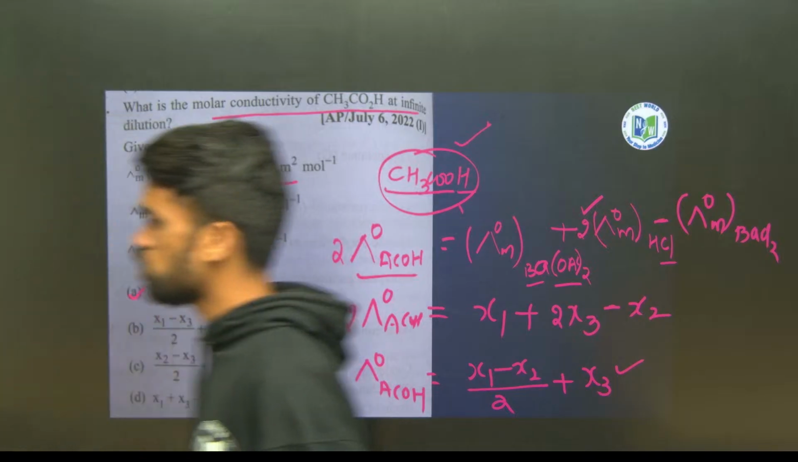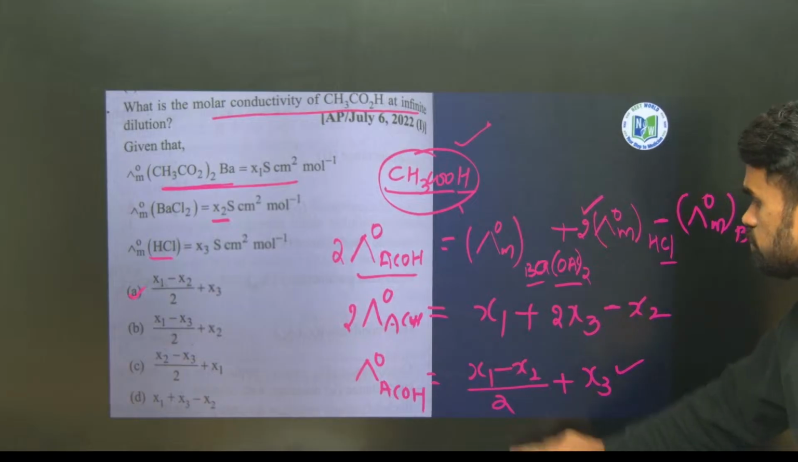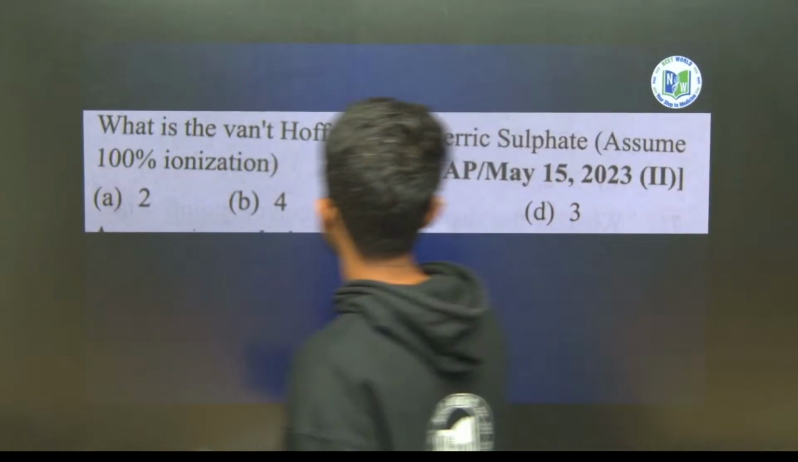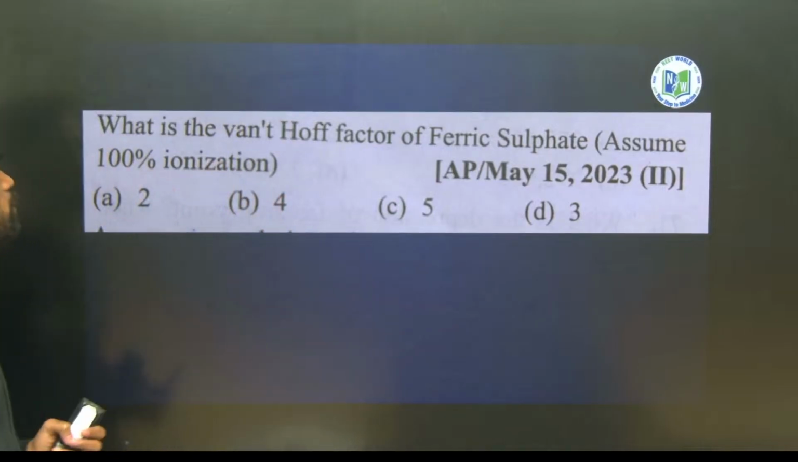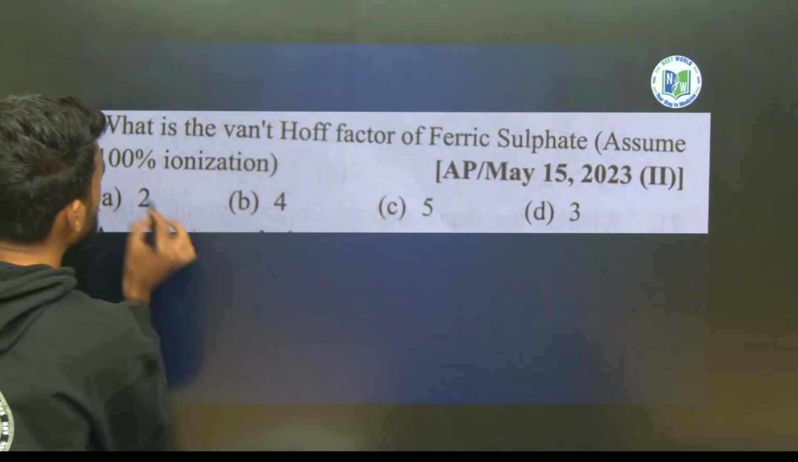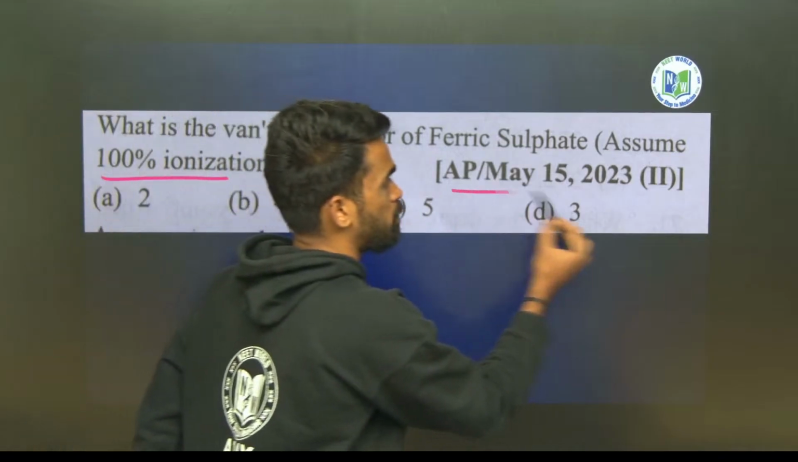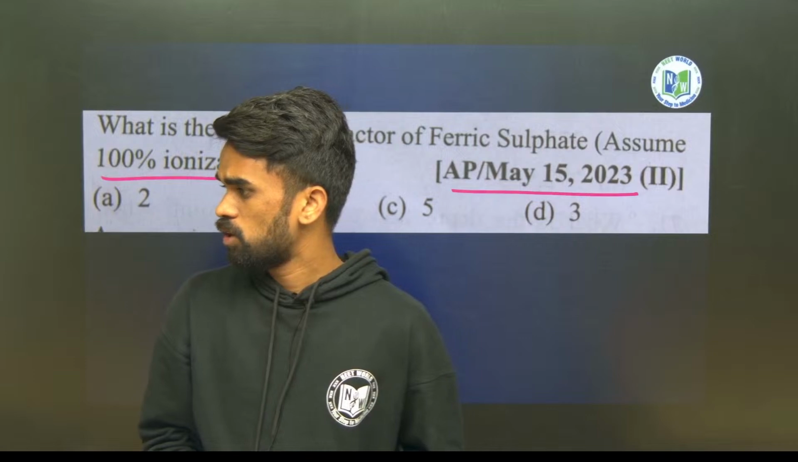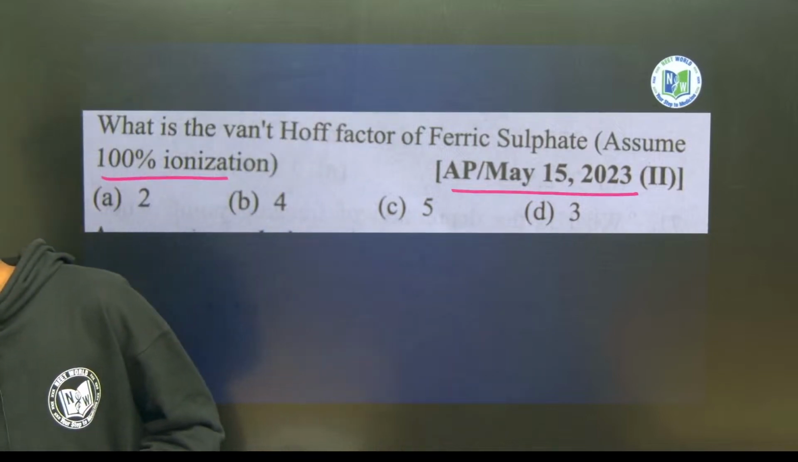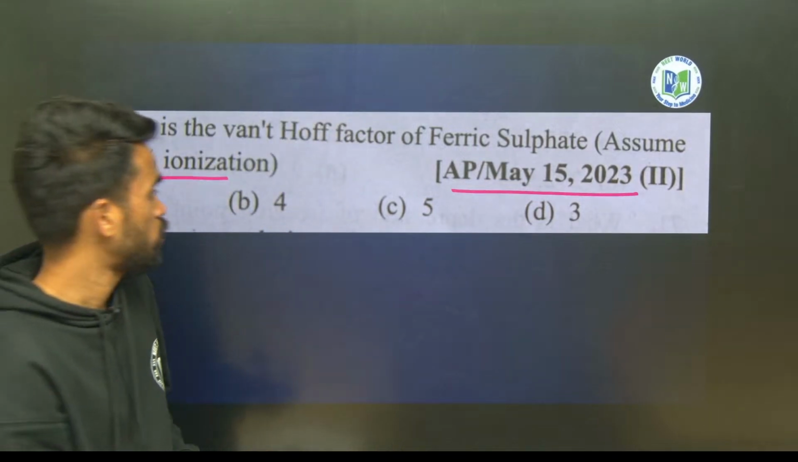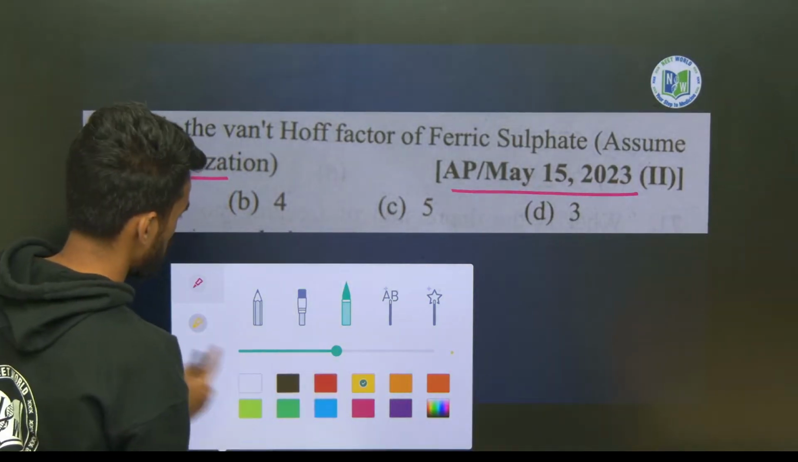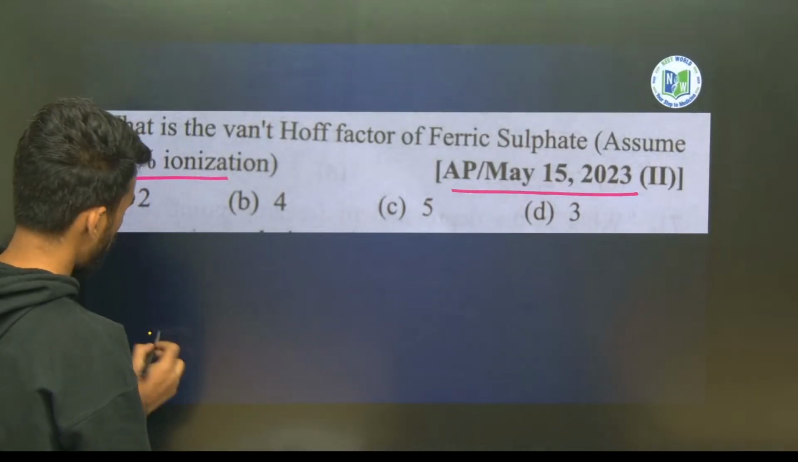Next question here we have is the van't Hoff factor of ferric sulfate, assuming 100% ionization. All the questions are from previous year exam papers of EAPCET. Just tell me your answer. Can you tell me your answer for this question? Give me a try for this.